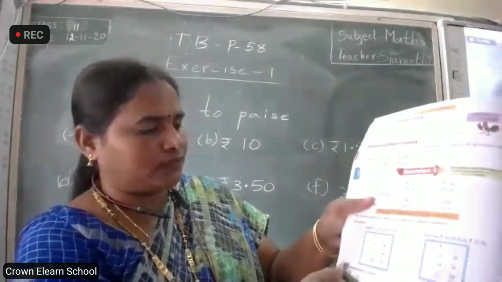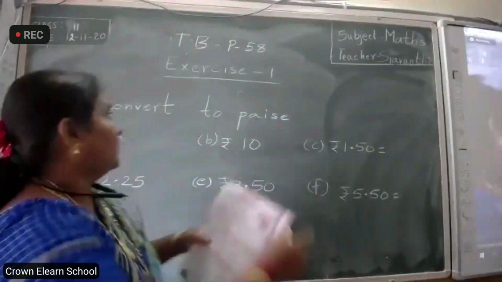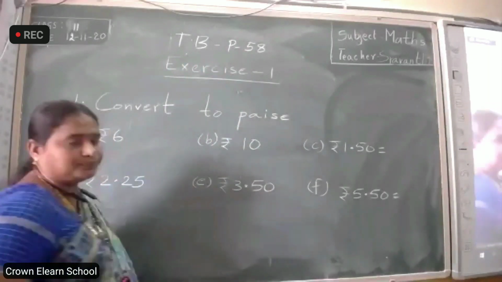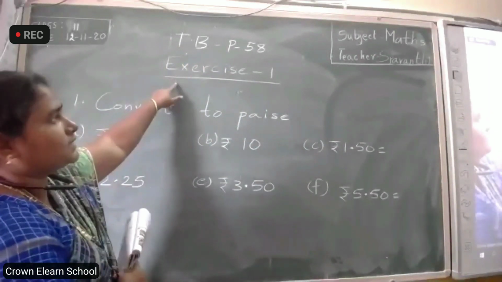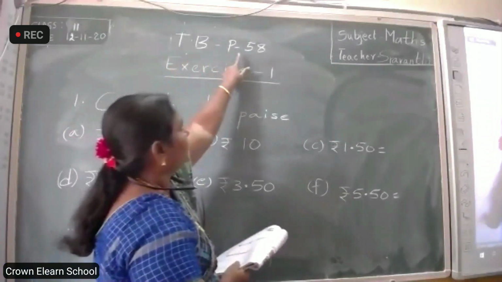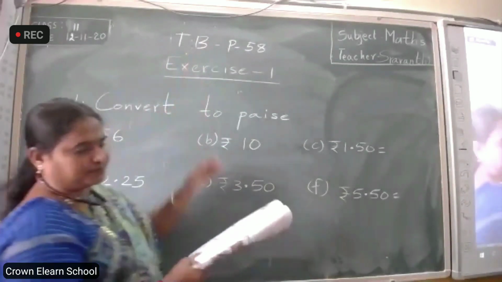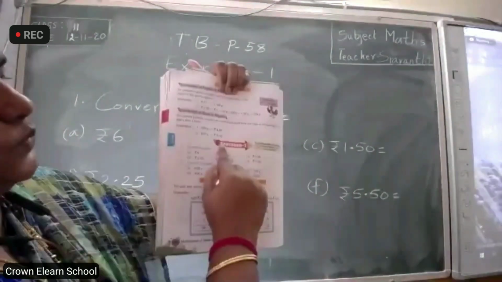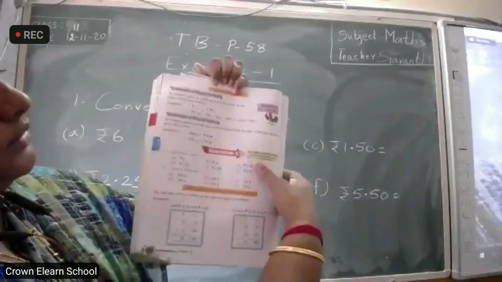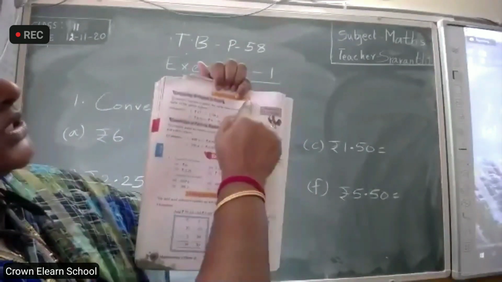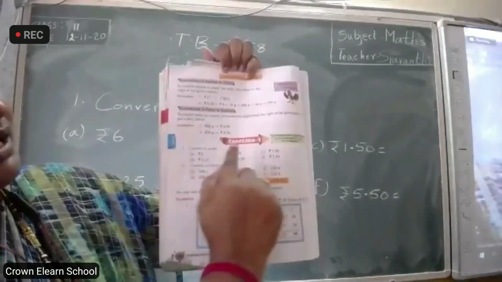Open page number 58. Textbook page number 58. Let us do exercise 1 in the textbook. Okay? Page number 58, textbook. You can see exercise 1, conversion of money.